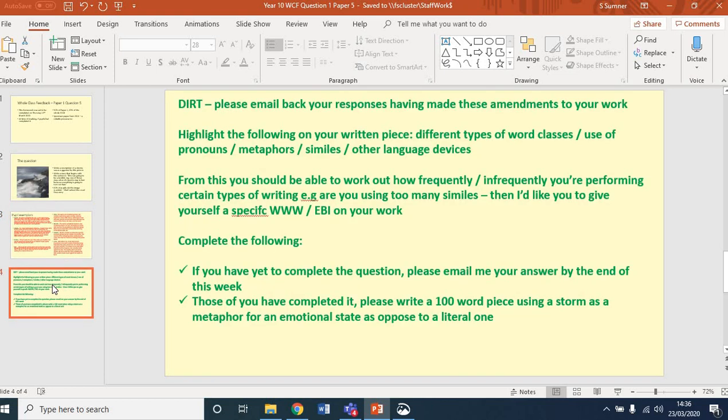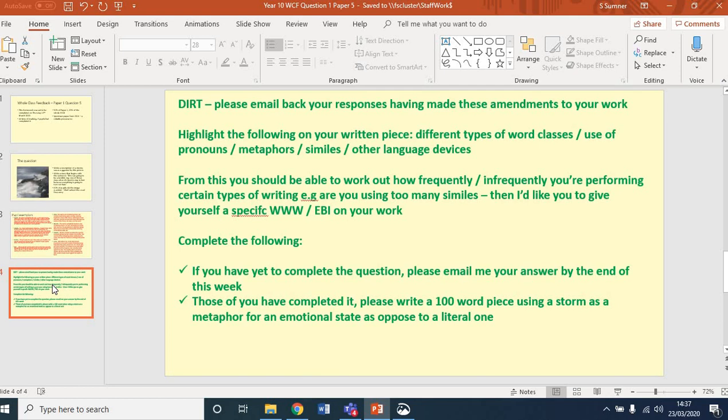Now, for your DIRT task, I'd like students to email back their responses, having made these amendments to your work. First of all, highlight the following: different kinds of word classes. So this isn't about just writing the word noun endlessly, but thinking, okay, what kind of nouns have I used? What kind of adverbials have I used? What kind of verbs? Are they impactful? Are they powerful? Are they the best version of these?